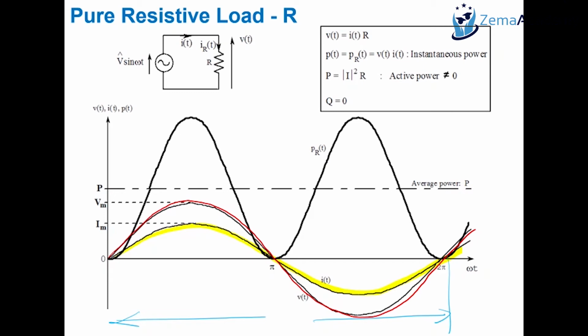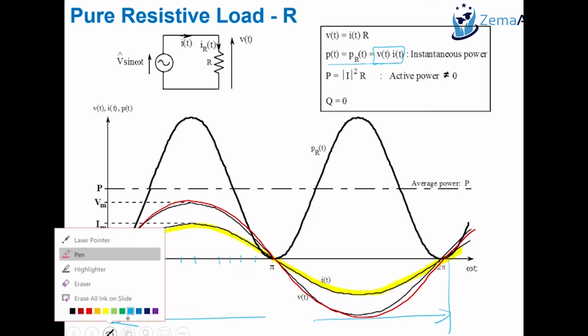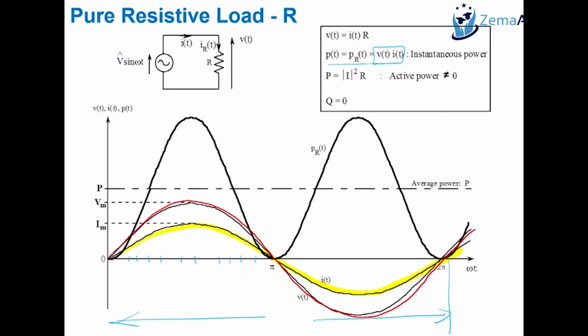Now, what is interesting is the power. So how do I get power in this circuit? Power through the resistor is simply V times I. So at every instant of time, I can take the value of voltage and the value of current, multiply them, and I should get a value of power. And when voltage and current are positive, you get a positive power, which is shown. So here's the power waveform.